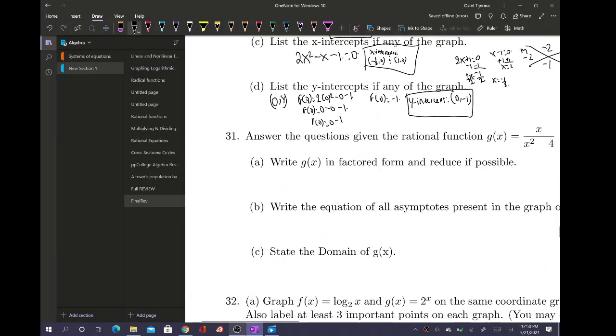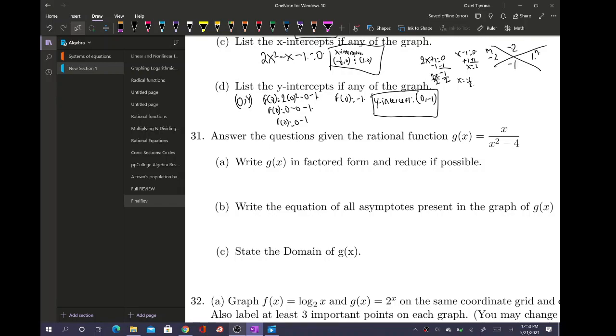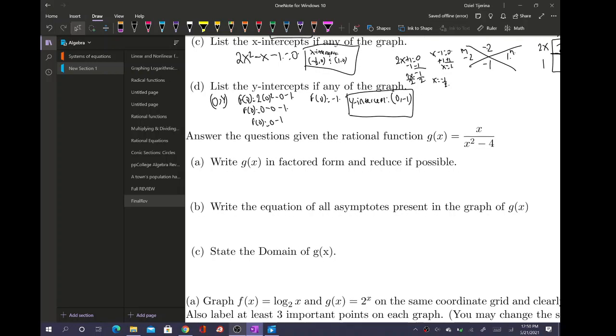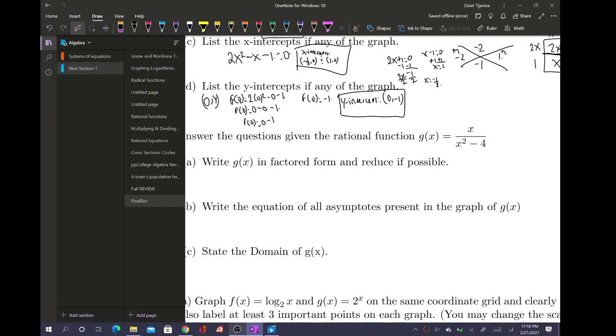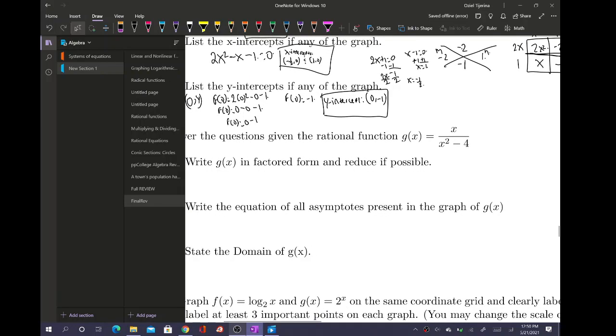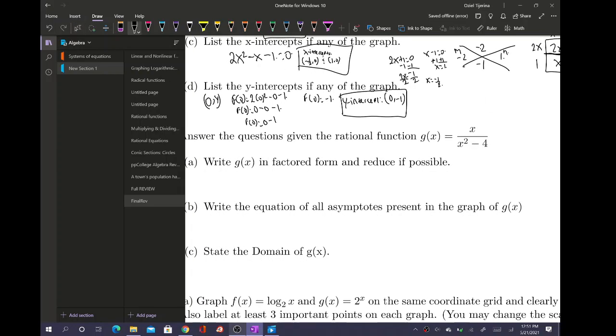Okay, it says answer the questions given the rational function g of x equals x over x squared minus 4. Okay, so this one, what you're gonna do is, the part that we can factor is the bottom.